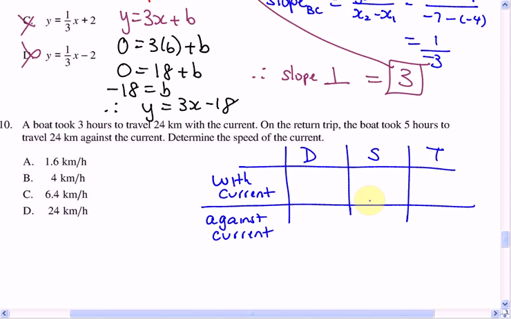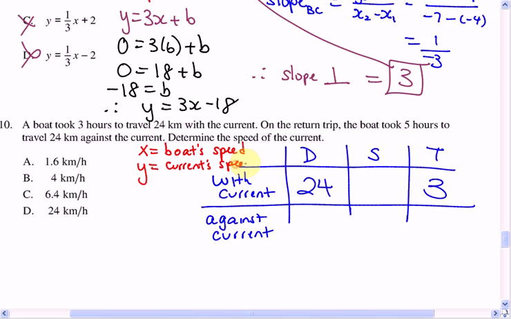So my question to you is, can you fill in all the data in the chart? A boat took 3 hours to travel 24 kilometers with the current. 3 hours, 24 kilometers with the current. Okay, now, we have to be careful here. We're in a boat. The boat has its speed. You can call that x. But so does the river current. And we can call that y.